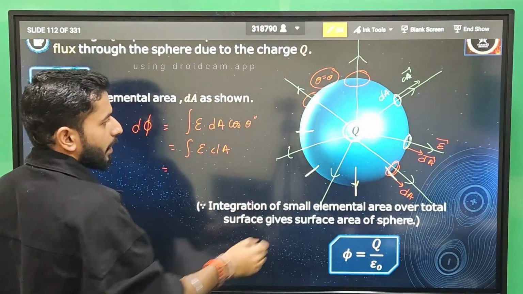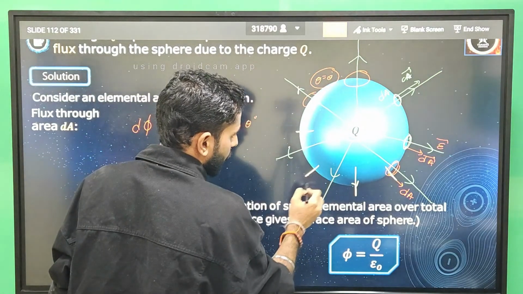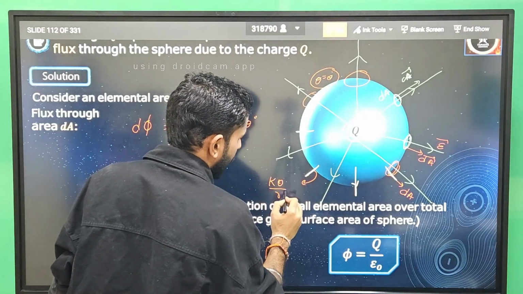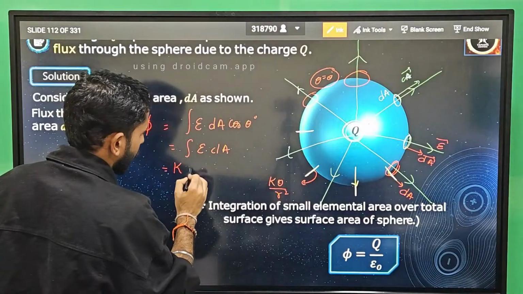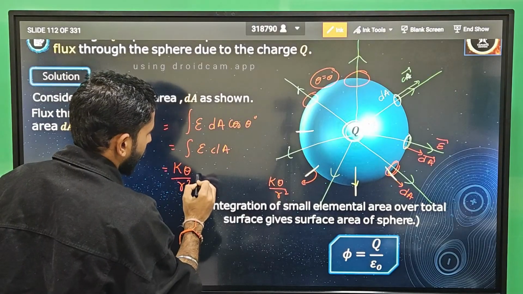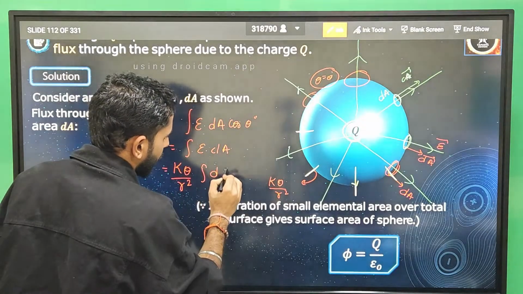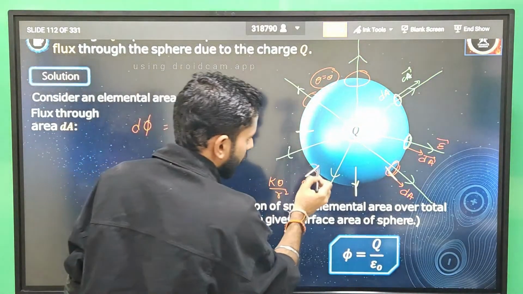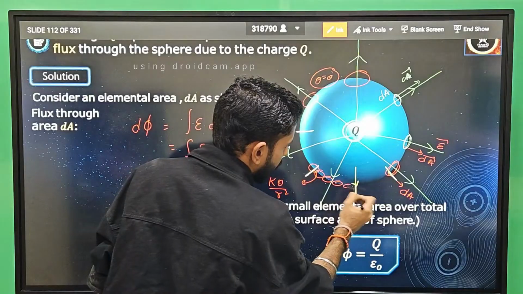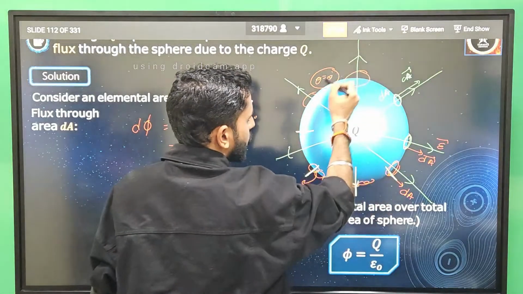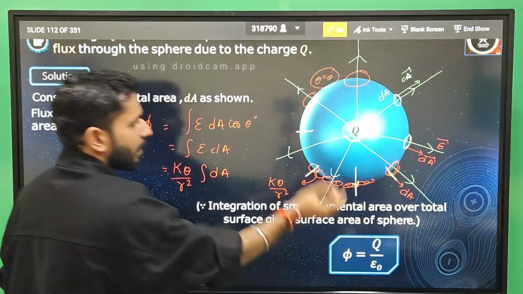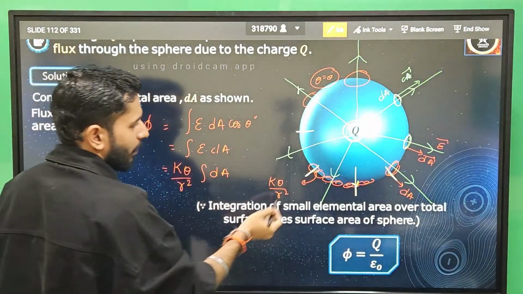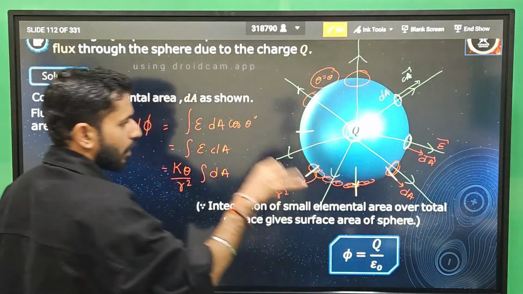Electric field is common. At all these points, how will you define the electric field? Electric field at a distance r due to a point charge. What is the formula? KQ divided by r square. Simply write KQ divided by r square, times the integration of dA. Now please understand what I am trying to integrate. I am adding all these small dA surfaces, and then I will calculate the net flux through this method. So that means I am trying to calculate the total surface area of the sphere.